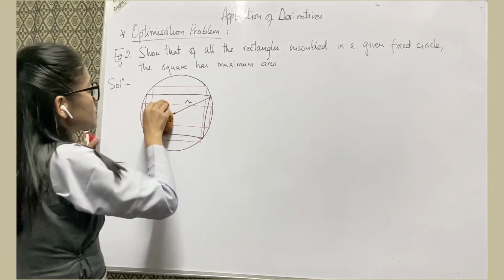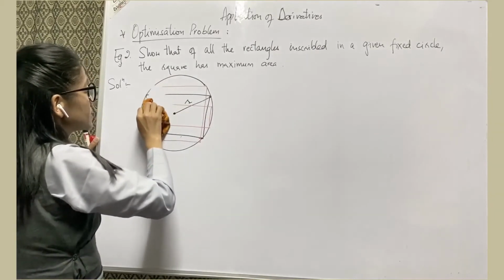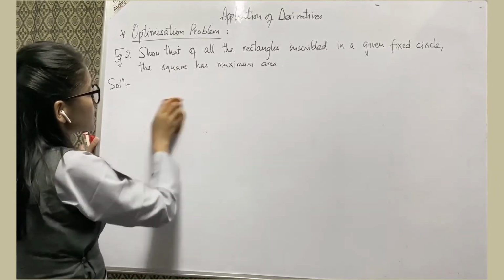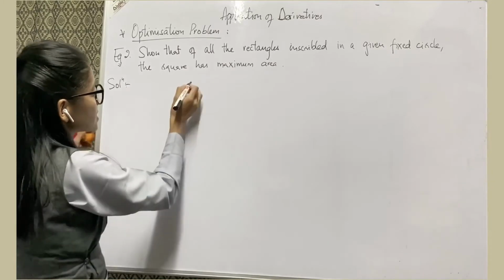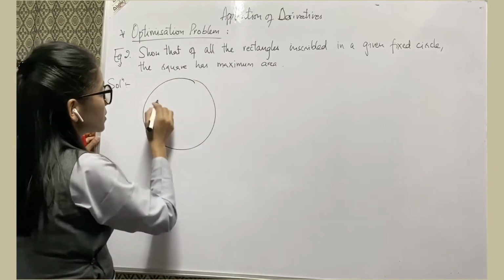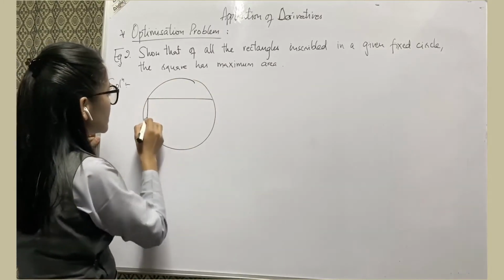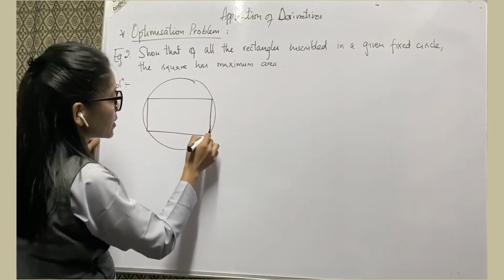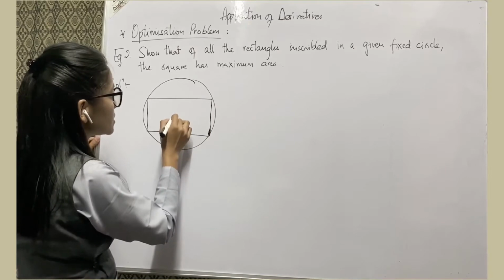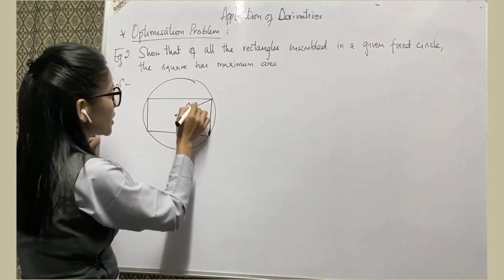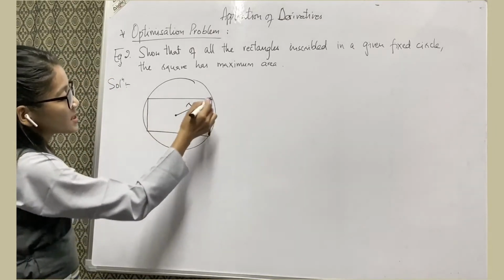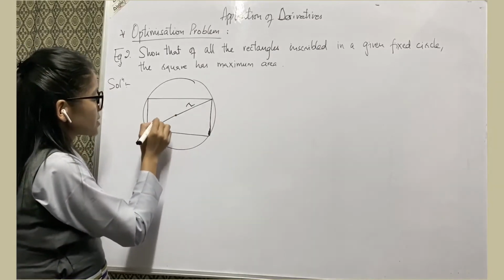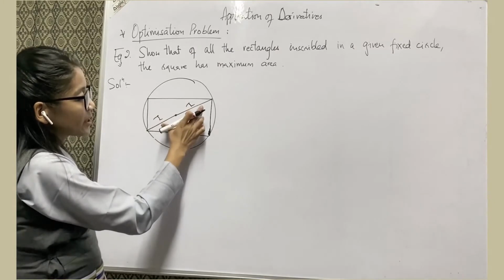We will do it like this. Let me have a circle, and I will take a rectangle inside it. I will prove it. We are given that it's a fixed circle, so this is the radius of this circle, and I will join this, so I will get 2 radii of the circle.